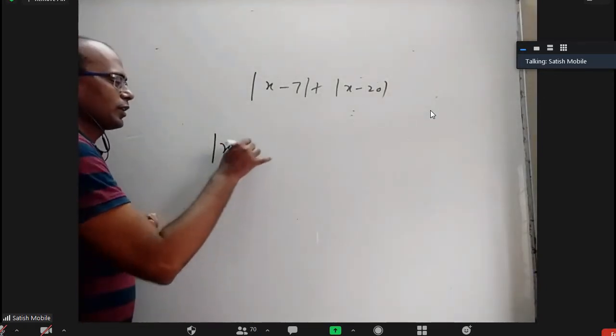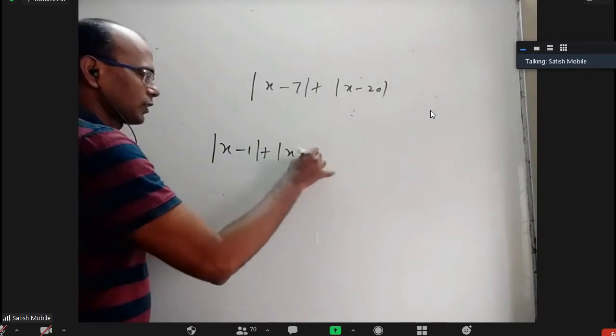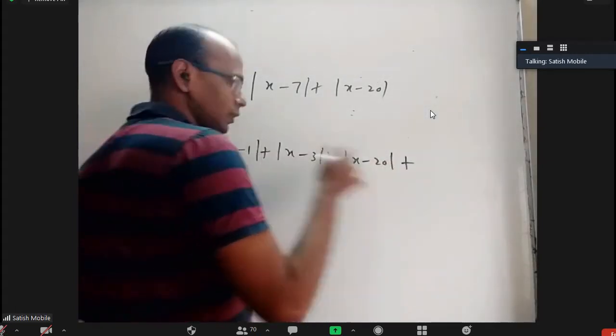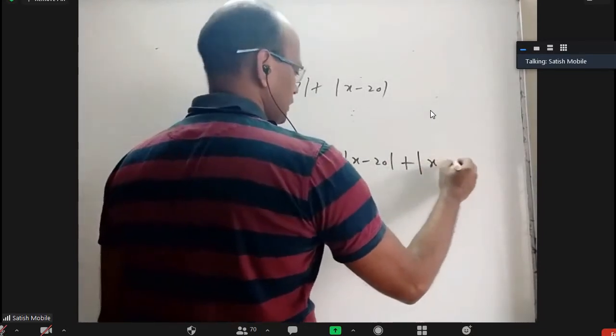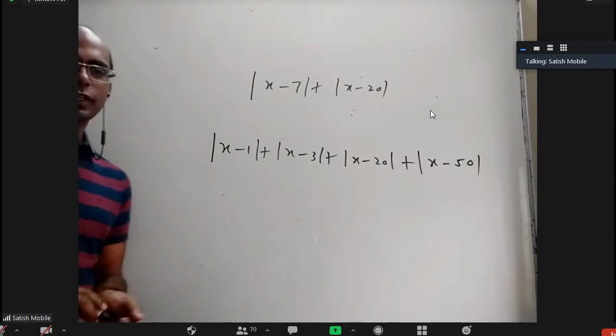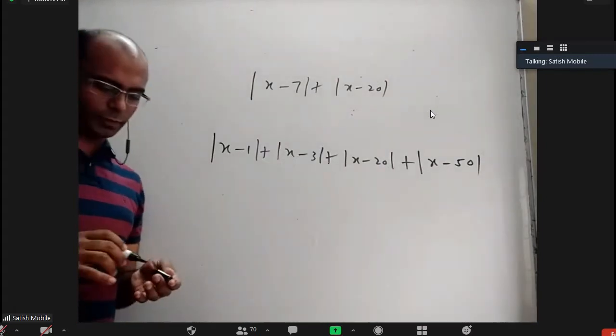Let us say mod x minus 1 plus mod x minus 3 plus mod x minus 20 plus mod x minus 50. You take whatever x you want, I don't care. What is the minimum value of this whole thing?